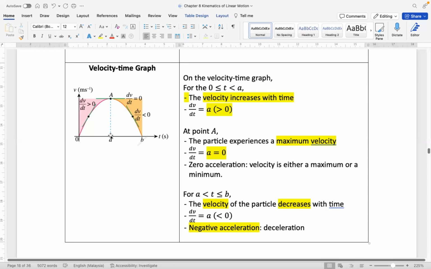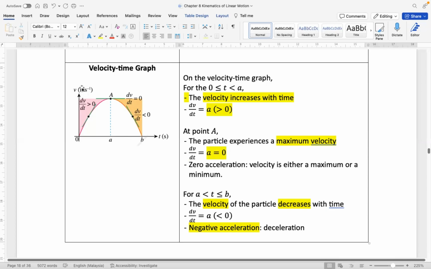Next, at point A, we notice that for this graph, maximum velocity occurs when t equals a. So this is the maximum point. For this maximum point, if you draw a tangent line, we notice that the tangent line is a horizontal line. That means dv/dt will be 0, and dv/dt is actually a. That means a is 0. So we can conclude that whenever we see velocity is maximum or velocity is minimum, then a is 0. Next one, when t is between a and b, we notice that velocity decreases with time.